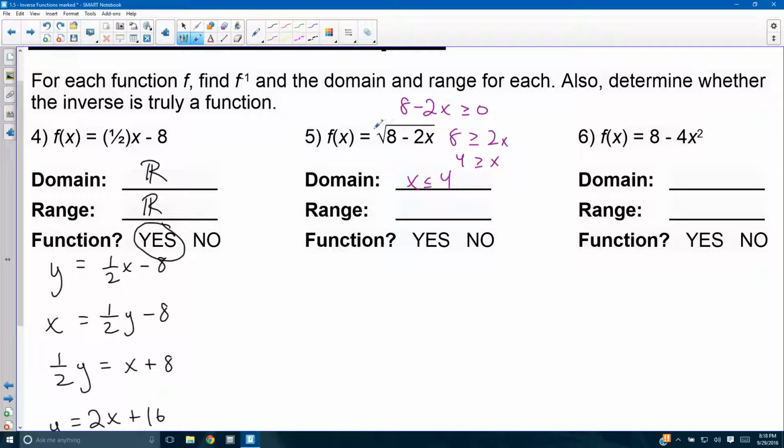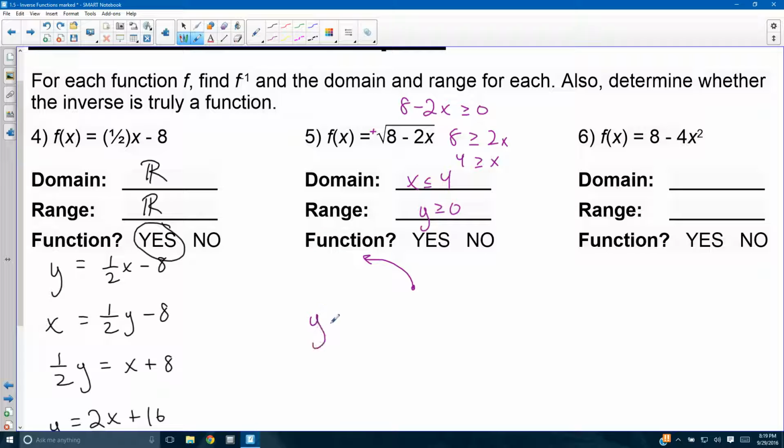Range, same idea as normal here. This is a positive square root. This time, my square root function goes to the left, but it still goes upward. So if I choose my rightmost bound here at 4, looks like I get 0 in the square root, which gives me 0 for y. My y value would be greater than or equal to 0 in this case.